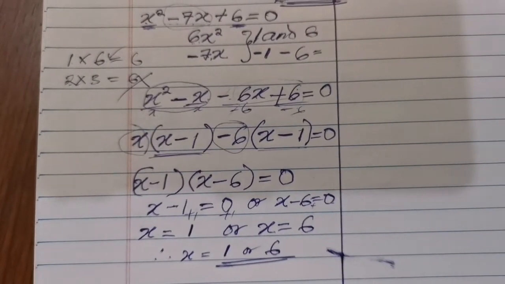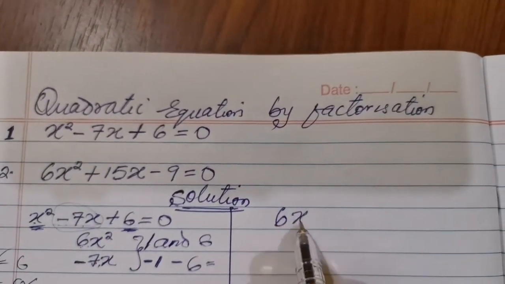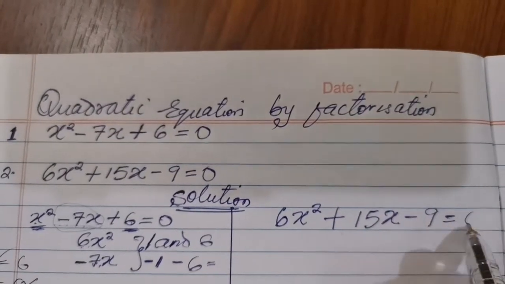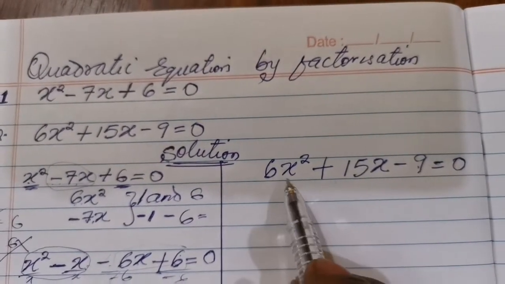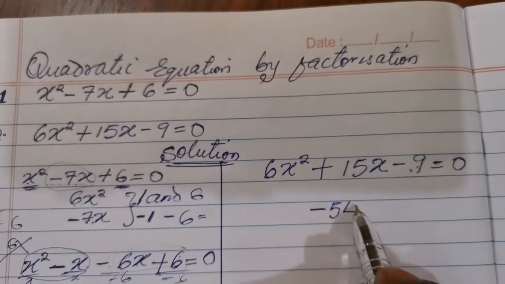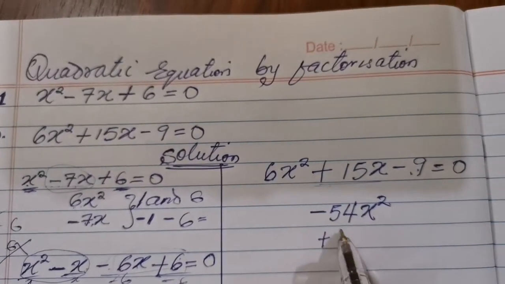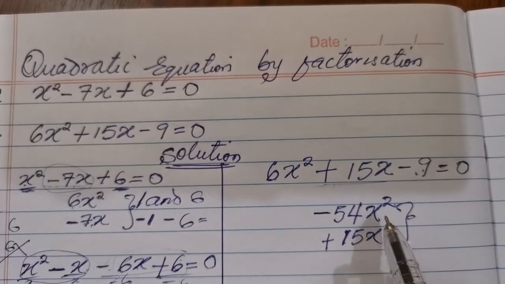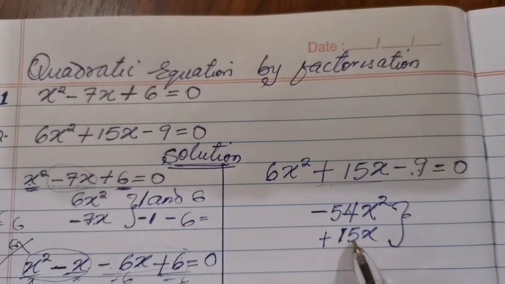So that is how I solve that. Okay, the second one: 6x squared plus 15x minus 9 is equal to 0. From here, the same method: multiply the first number and the last number. 6 times minus 9 gives minus 54x squared, and the middle number is plus 15x. Now look for two numbers that multiply to give minus 54, and when added or subtracted give plus 15.